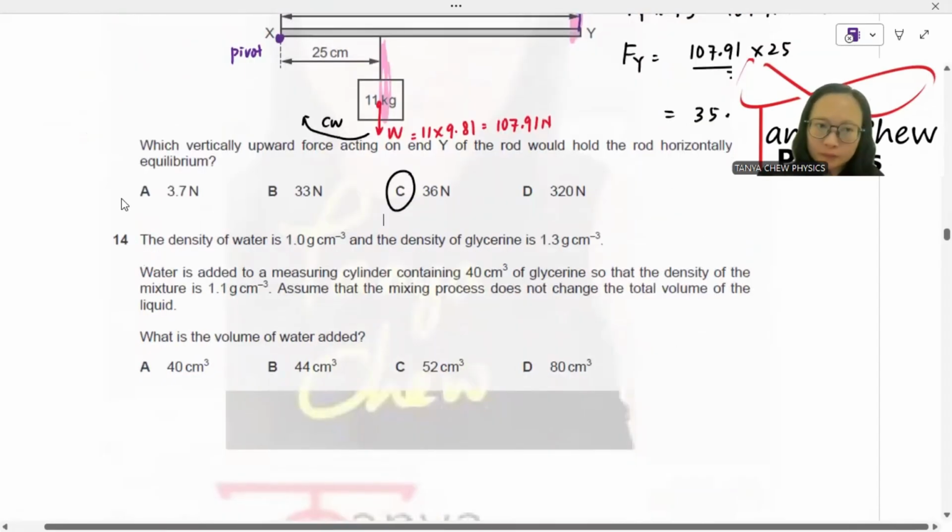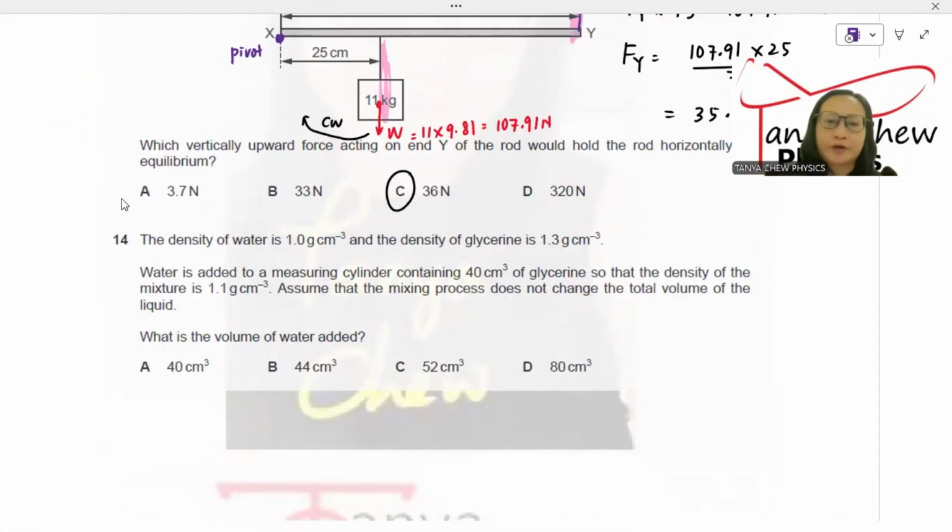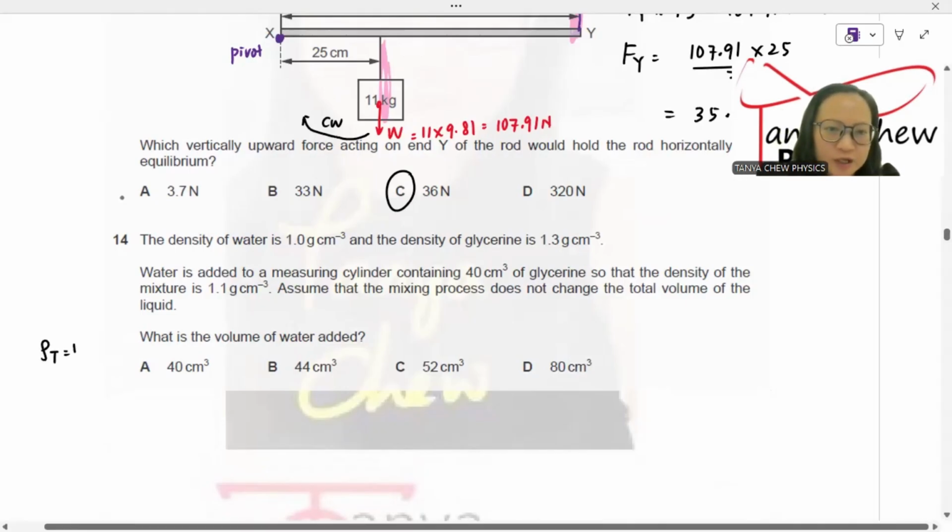Number 14. This question repeated a few times. Now I read the question. The density of water is 1 gram per cm cube and the density of glycerine is 1.3 gram per cm cube. Water is added to a measuring cylinder containing 40 cm cube of glycerine so that the density of the mixture is 1.1 gram per cm cube. Assume that the mixing process does not change the total volume of the liquid. What is the volume of water added? Now, this is related to density. I know the total density is equal to 1.1 gram per cm cube.